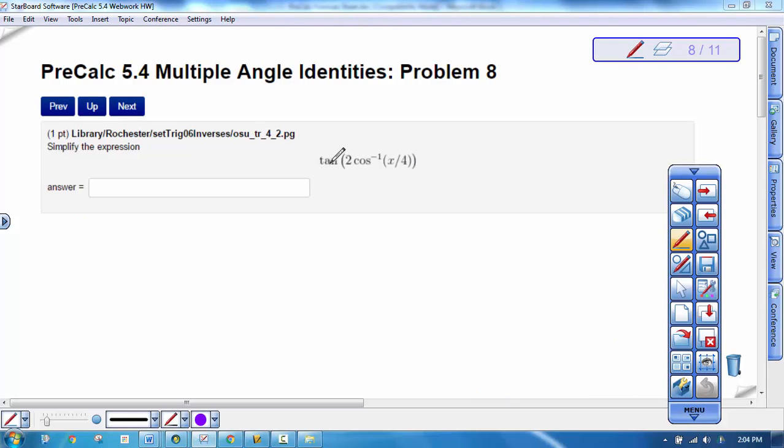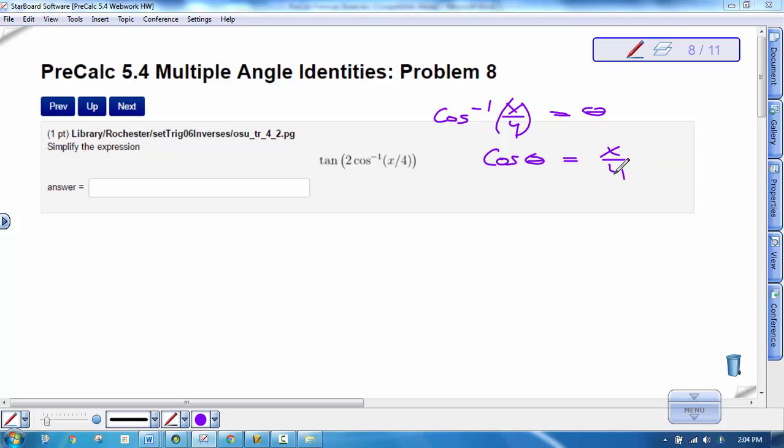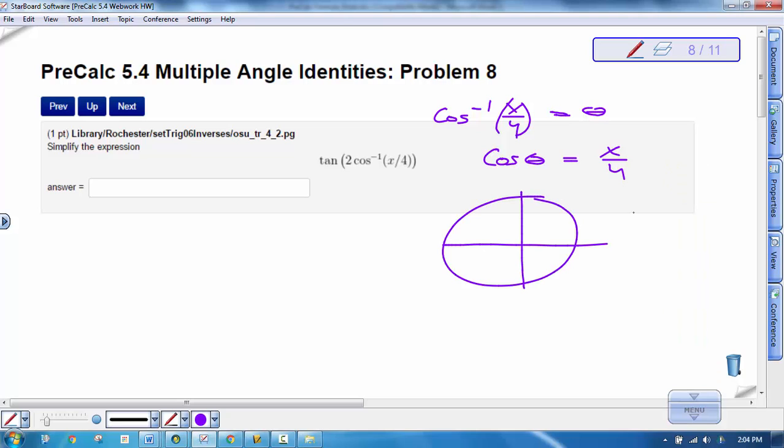Next one wants us to find tangent of 2 times this angle. Now keep in mind, inverse cosine is really just an angle. So what I'm going to do is I'm going to call this theta. I'm going to call inverse cosine of x over 4 equal to theta. Now I can rewrite this as the cosine of theta equals x over 4. And I can then try to figure out what I know about that angle.